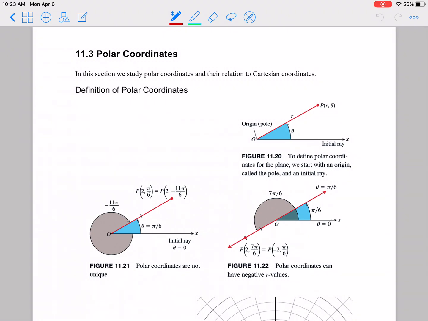All right, we're getting near the end here. We have just two more sections after this one, so let's get going. Here we're going with polar coordinates and how we're going to do this.